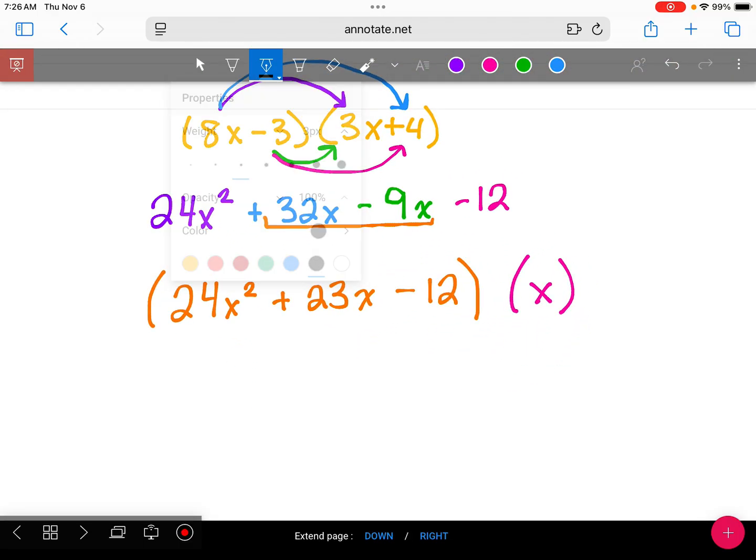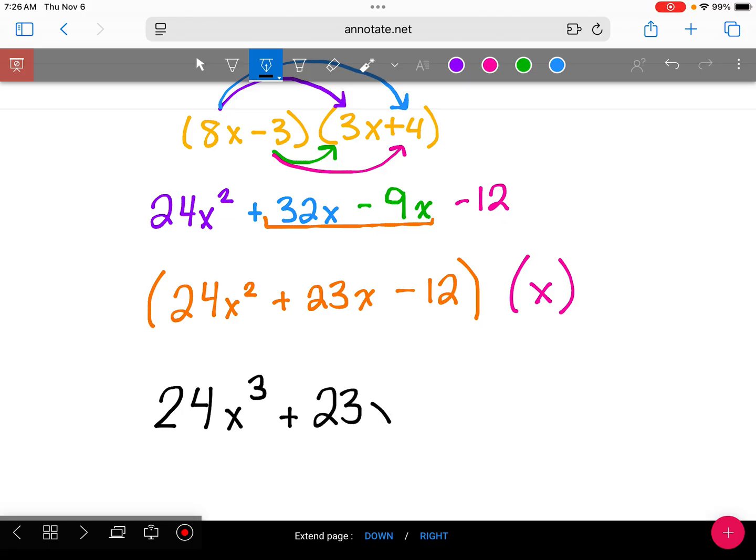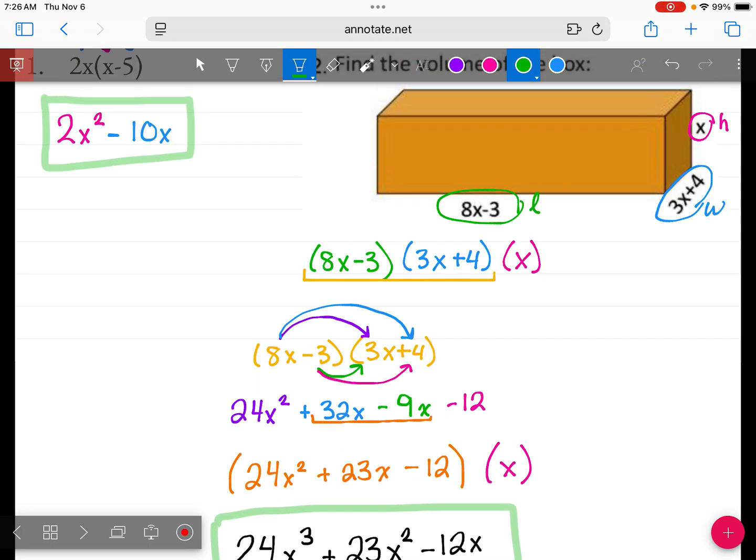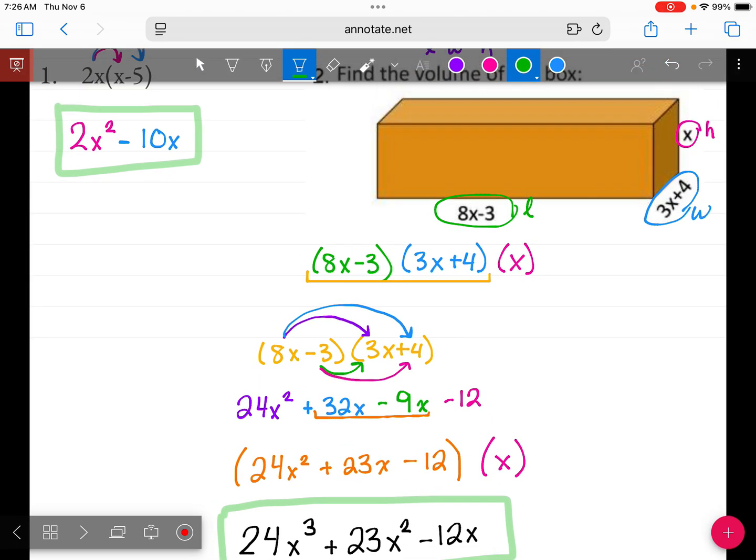So our final multiplied out polynomial here is going to be our 24x squared times x, gives me x to the third. 23x times x is going to give us a 23x squared. And minus 12 times x gives us a minus 12x. So this is the polynomial that represents the volume of this box. Got it. Try to make sure to see everything.